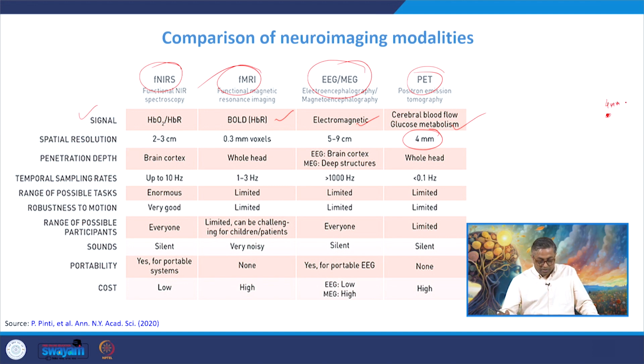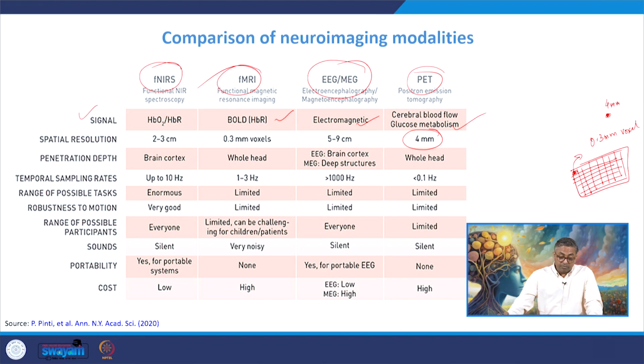While fMRI can do it in a 0.3 millimeter voxel area. If you are talking about the scanner being divided into layers and columns, then this small voxel size is 0.3 millimeter.